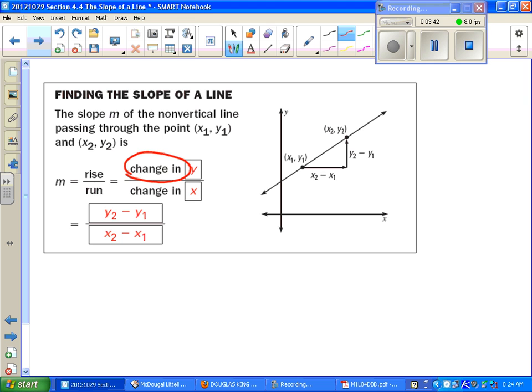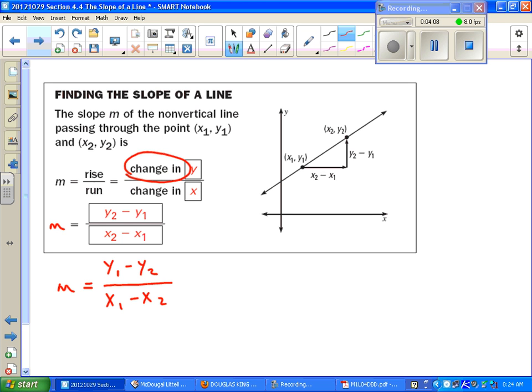If you make a mistake and you label those points incorrectly, your problem will still come out correctly if you go the same direction both times. What I mean by that is this formula can be rewritten this way: y sub 1 minus y sub 2 over x sub 1 minus x sub 2. That would be acceptable as well. That would be the slope, acceptable as well.